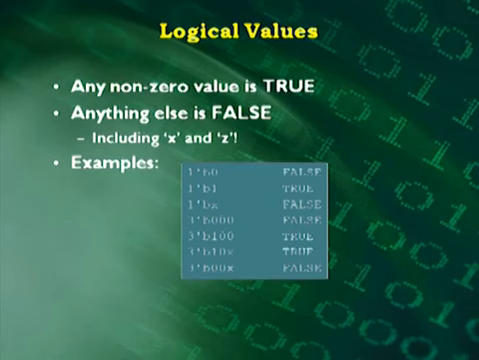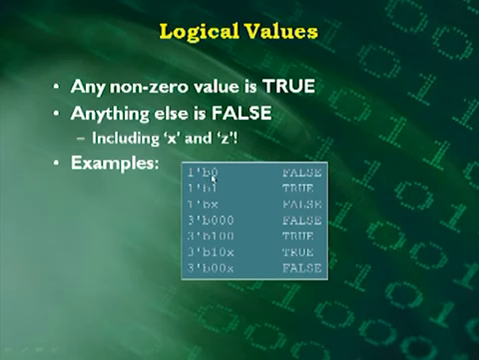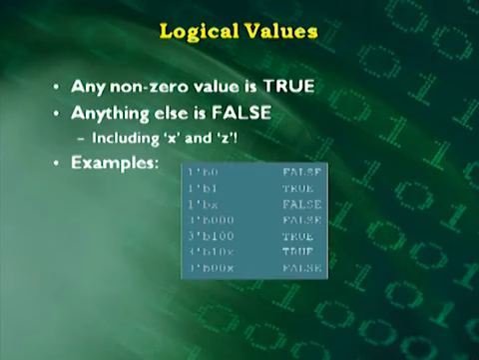Okay, let's talk about logical values now. Any non-zero value is true. Anything else is false, including X and Z. So let's go through examples. Let's take a look at this first one here, 1'b0. In this case, the logical evaluation of this value is false. In the next one, it's true because it's non-zero. However, in the next one, it's false.